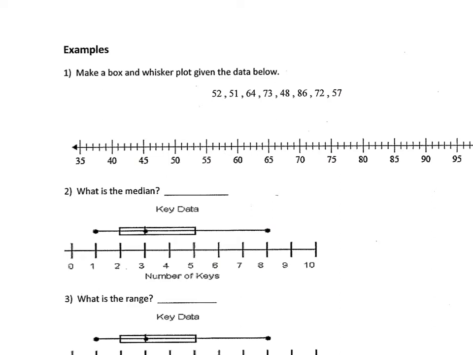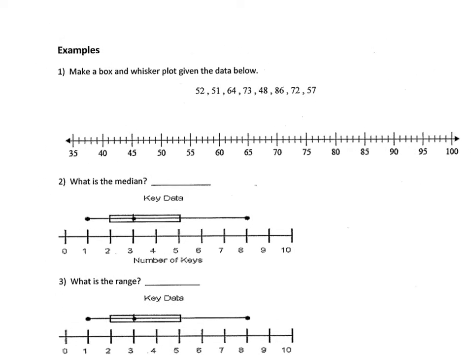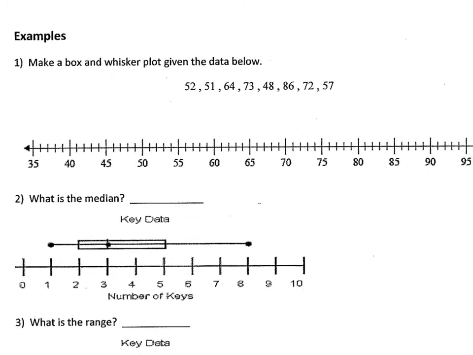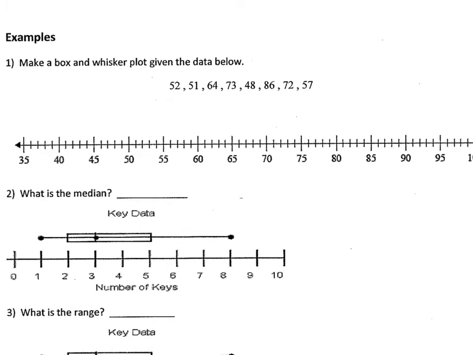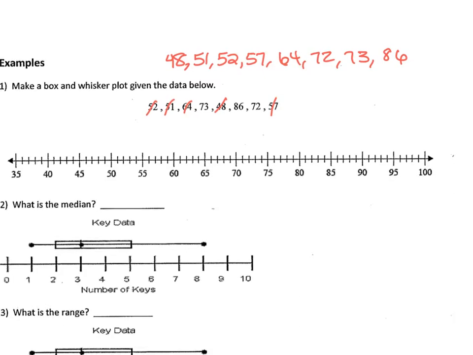Okay, on the back, these are more examples. We're going to work these together. Maybe at the end, we'll do some on our own. But example 1, so first thing, make a box and whisker plot given the data below. Your first step is to put them in order from least to greatest. So take a second, smallest to biggest, put those in order. Okay, so they're in order, least to greatest.